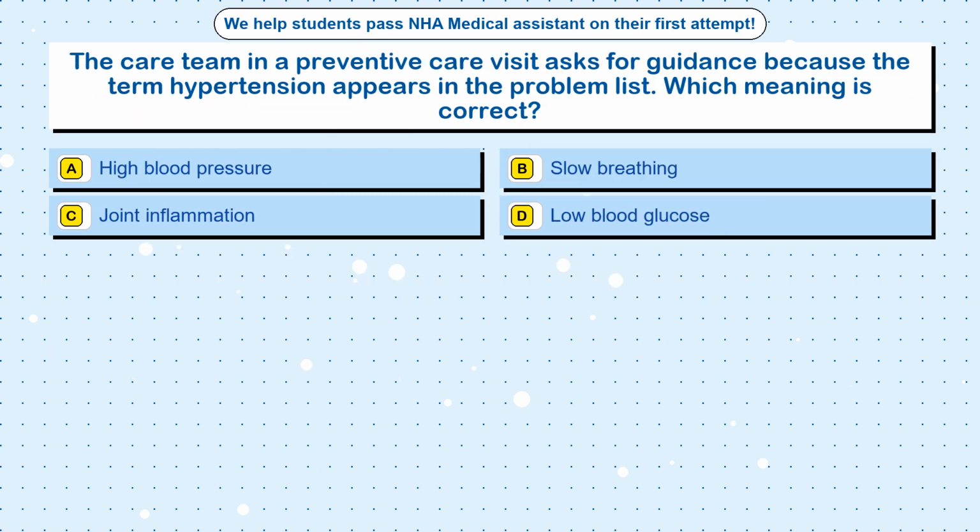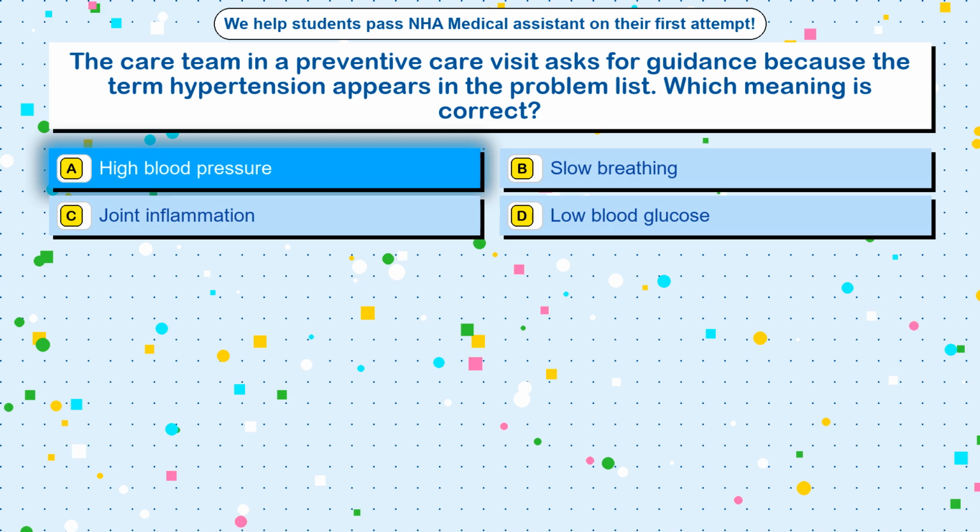Question 31. The care team in a preventive care visit asks for guidance because the term hypertension appears in the problem list. Which meaning is correct? Option A, high blood pressure. Option B, slow breathing. Option C, joint inflammation. Option D, low blood glucose. The correct answer is option A, high blood pressure.